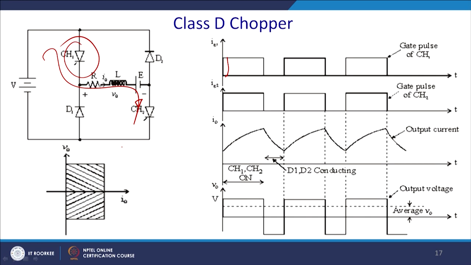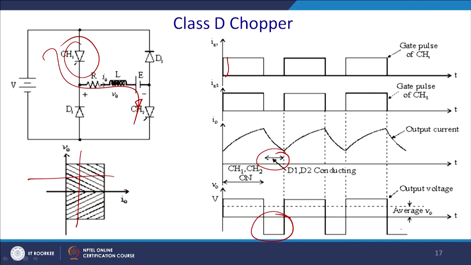So, thyristors CH1 and CH2 will conduct, and current will rise in this direction as shown here. And then when these thyristors are off, the diodes will come into the picture of conduction. So, diodes D1, D2 will conduct here and you will get a negative voltage here. Since you are getting a negative voltage while D1, D2 conduct, it will operate in the first and fourth quadrant. Please remember that class C operates in this quadrant, and it is a combination of forward motoring and regeneration, and here it is forward motoring and reverse motoring.